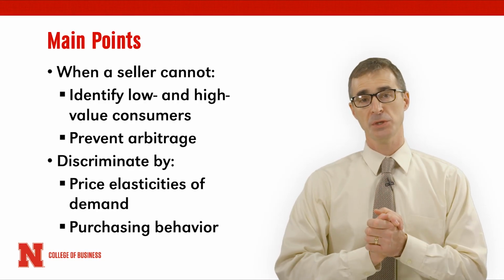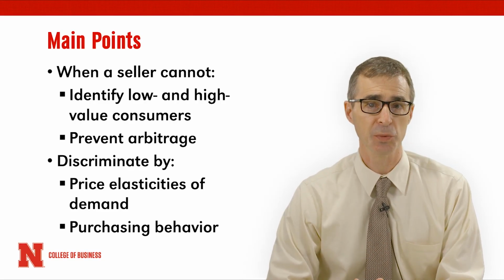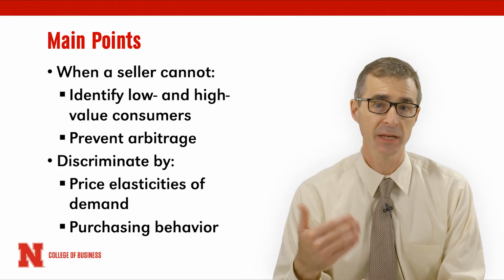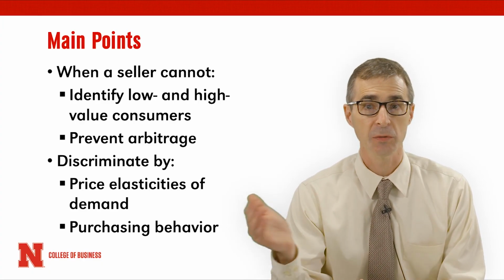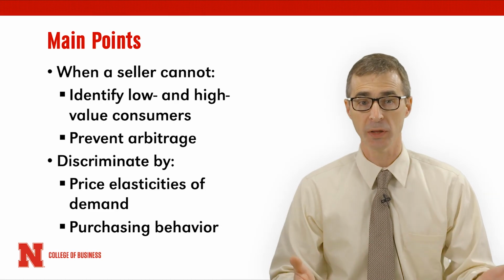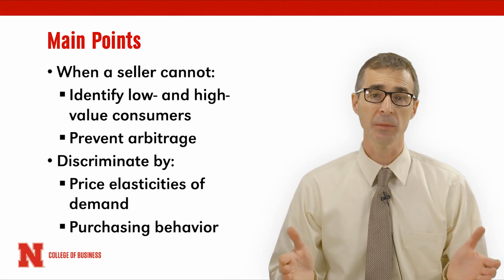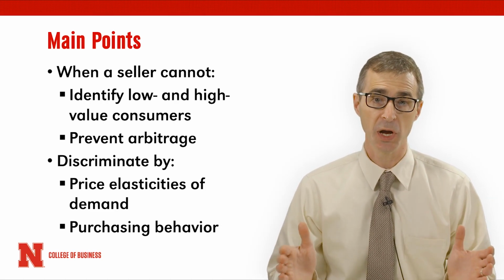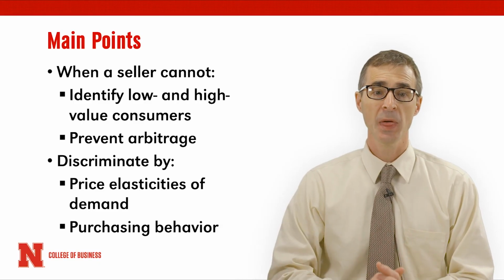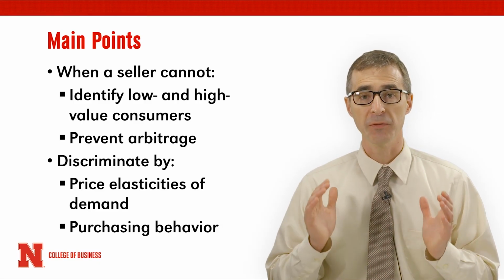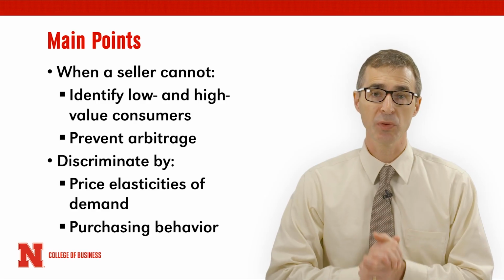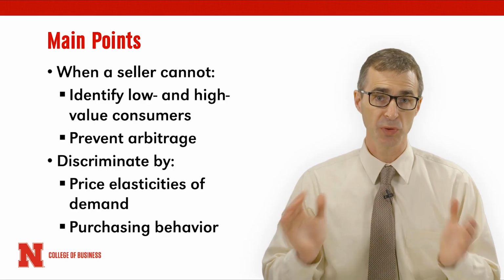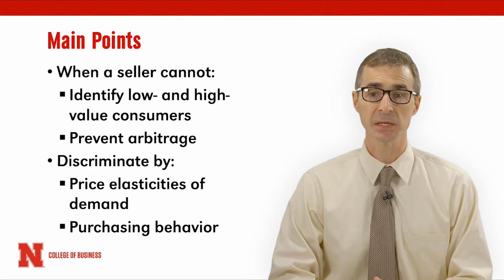So indirect price discrimination refers to the situation where the firm cannot identify with certainty whether a particular customer belongs to a high value or a low value group. We're going to talk about the importance of preventing arbitrage between those two groups, and we're going to see how the firm, an airline for example, can price discriminate by pricing products based on price sensitivities or elasticities of demand.